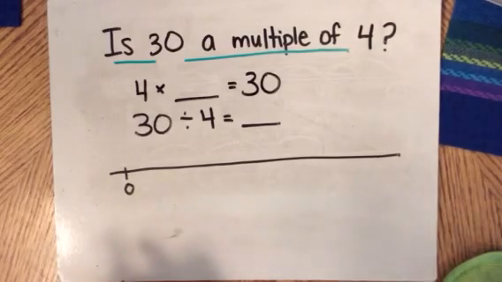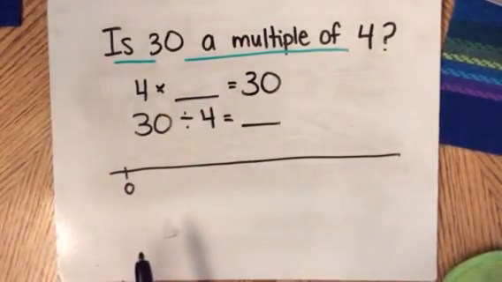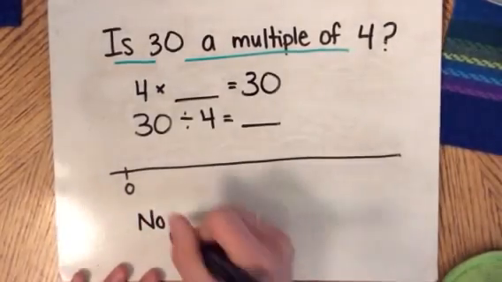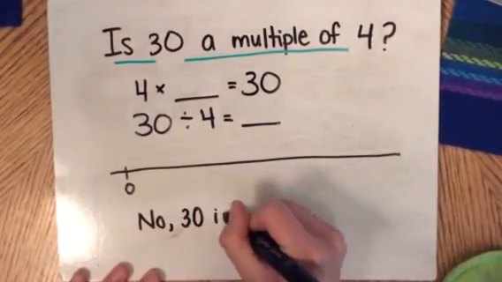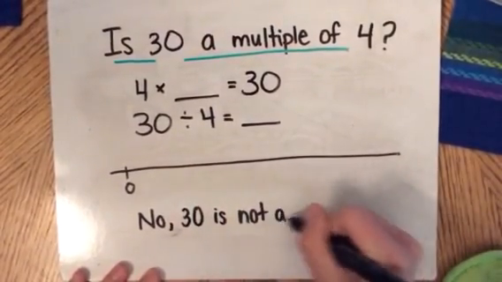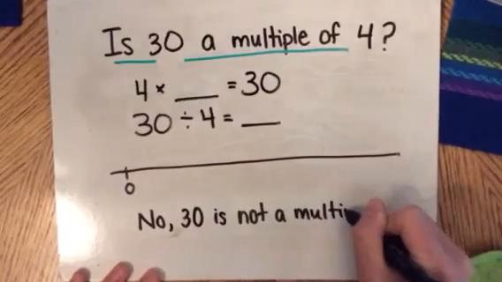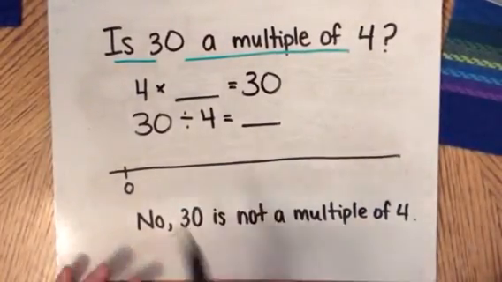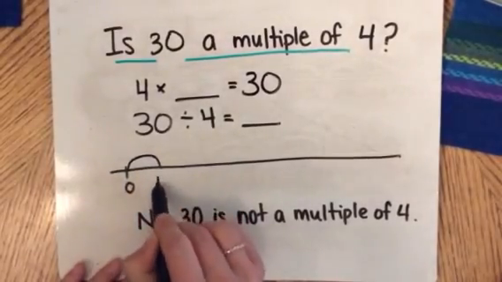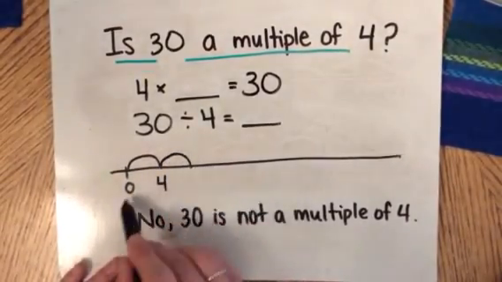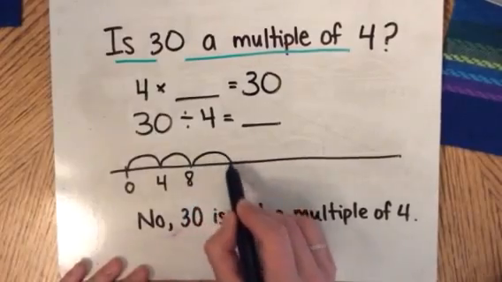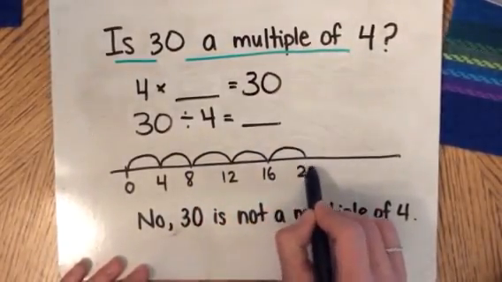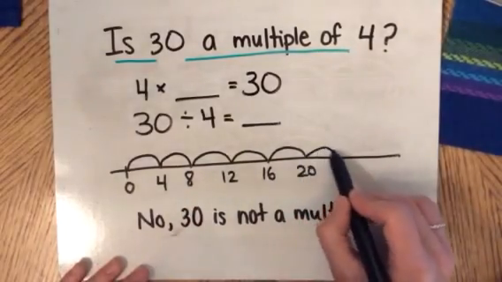Let's see. What did you think, is 30 a multiple of 4? You should have said no. It is not. 30 is not a multiple of 4. Why not? If we skip count by 4s, let's see what happens. 4. Remember, we're starting at 0. 8, 12, 16, 20. Good, because I know 5 times 4 is 20.